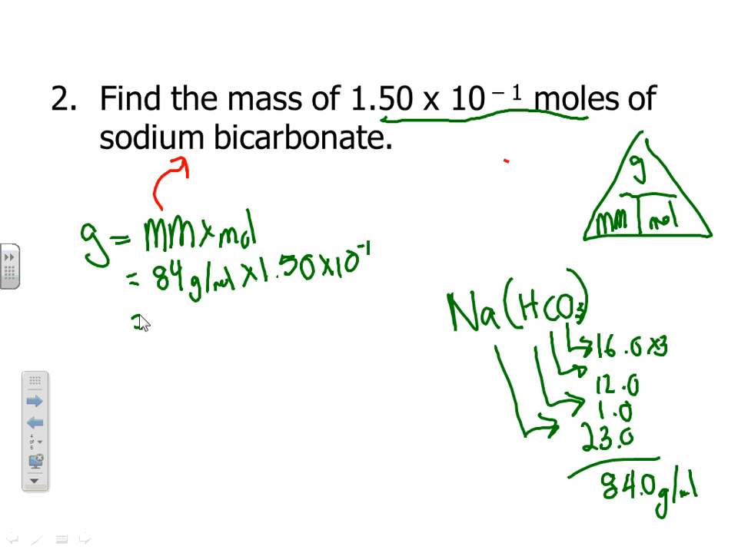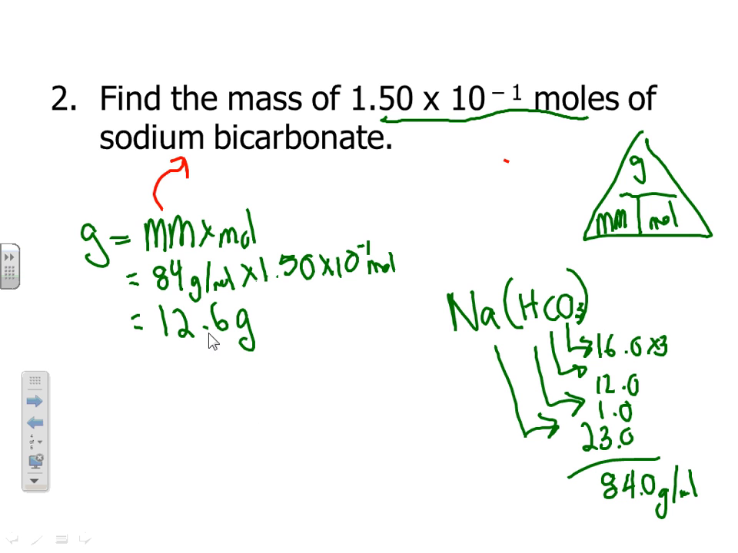Remember how we learned how to calculate the other day? It's going to be 84 in my calculator, 84 times 1.50. And then remember, for scientific notation, EE or EXP, on my calculator, it's EXP negative 1 equals. And that gives me a number of 12.6. This is unit mole. So I'm looking for grams. The unit is grams, because the way I've built the equation, it shows you the unit.